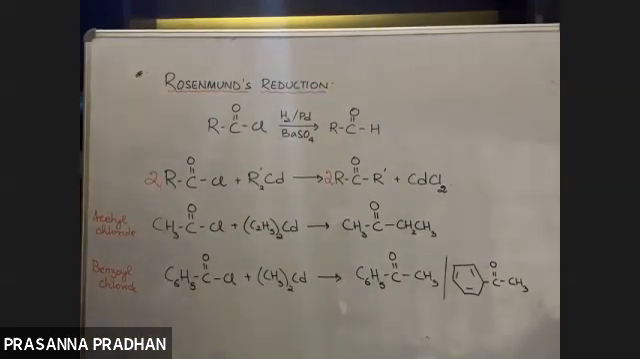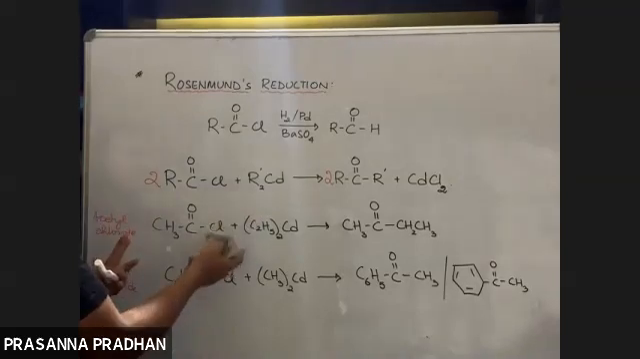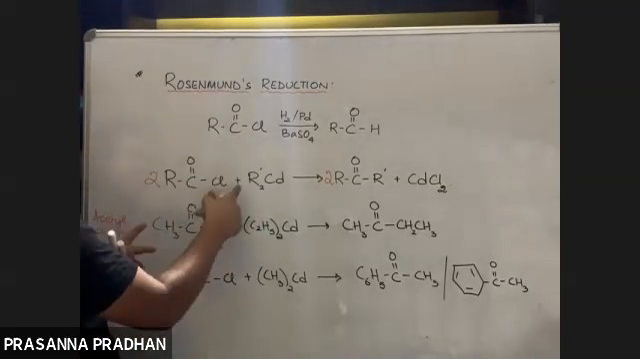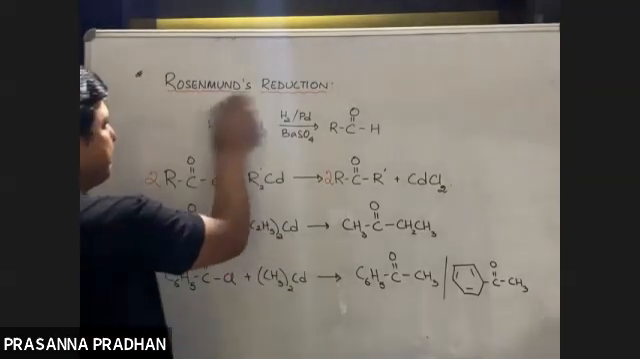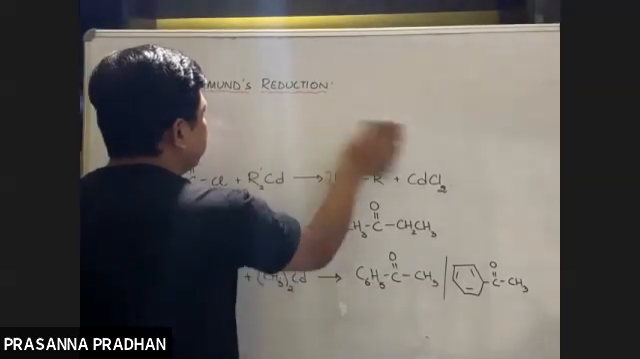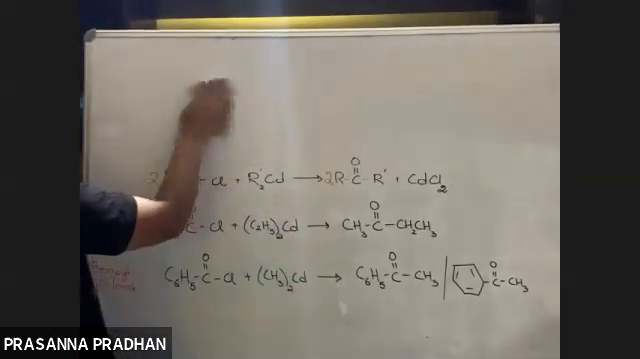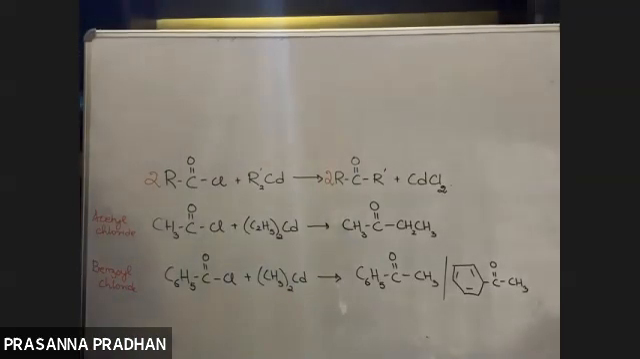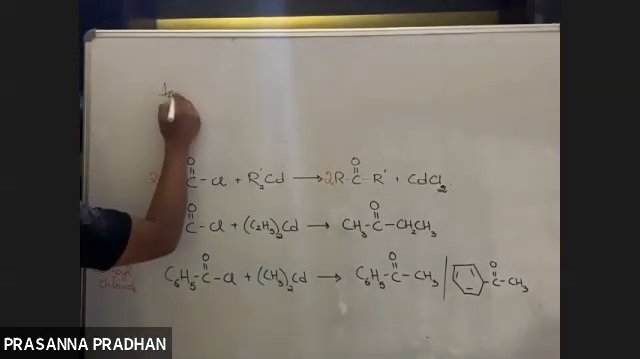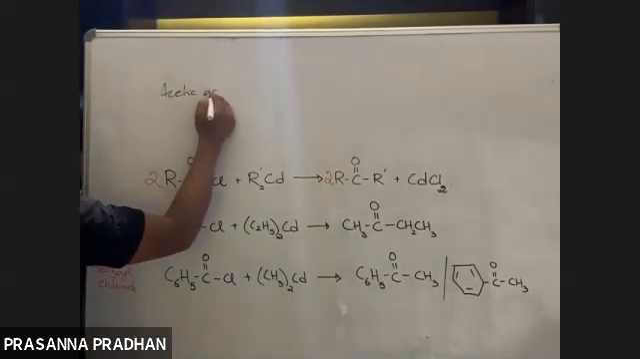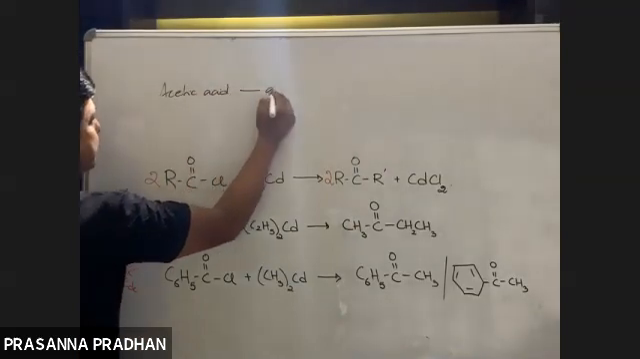But the name of this reaction is not Rosenmund's reduction. Rosenmund's reduction is the earlier one. This reaction actually does not have any name. So if I ask you this question, say, how are you going to convert acetic acid to acetone?